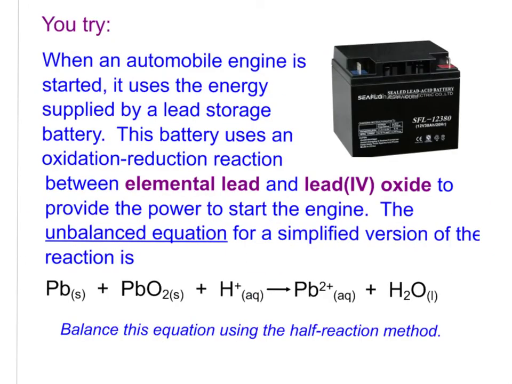Here is a problem for you to do. It's a little bit of an application. When an automobile engine is started, it uses energy supplied by a lead storage battery. The battery uses an oxidation reduction reaction, exactly what we've been talking about. The reaction happens to be between elemental lead and lead-4 oxide. The unbalanced equation for a very simple version of this reaction is right here. You need to balance this equation using our half reaction method. So go ahead and pause the video, look back at the previous example and the different steps, and see if you can do this on your own.